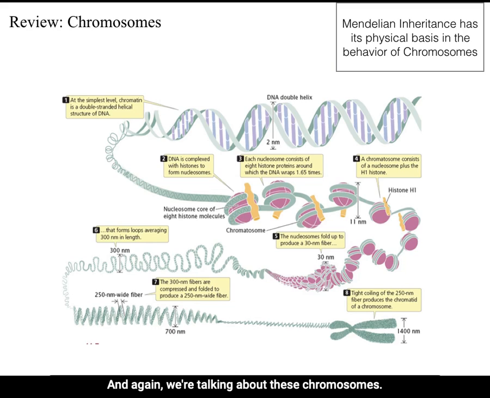And again, when we're talking about these chromosomes, we're talking about DNA that's been wrapped up. DNA in its simplest form is a double-stranded helical structure. It wraps around the histone core of 8 molecules in total so that this can further condense. Eventually, these wrapped up forms then form loops and folds that compress into a tight coil. This forms the chromosome.